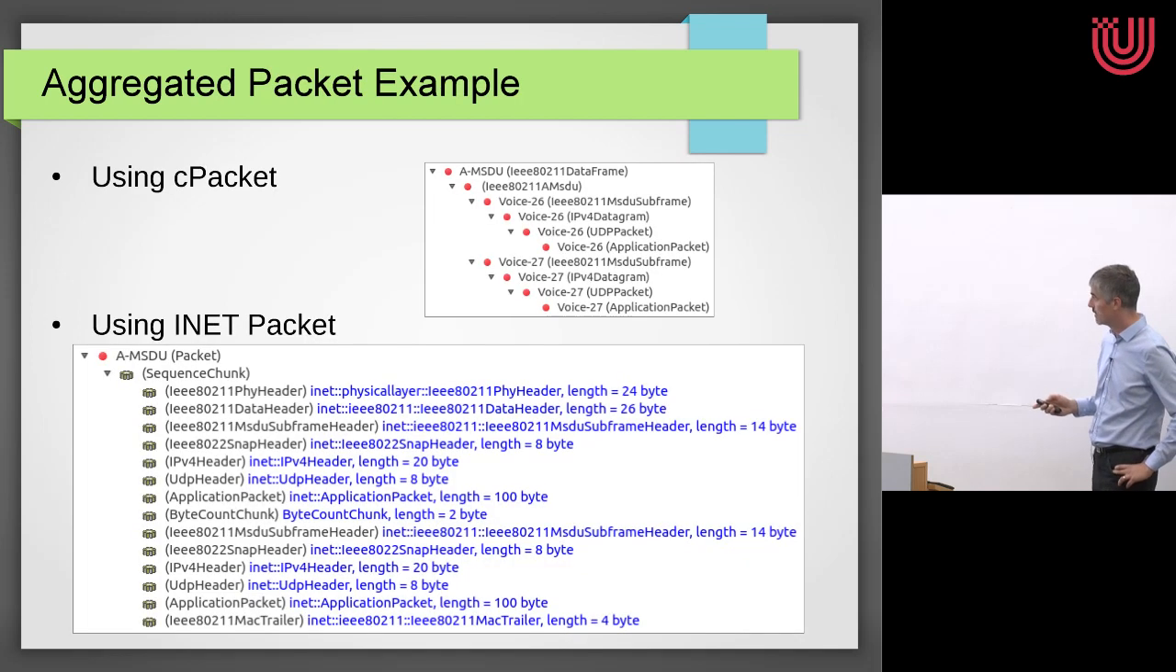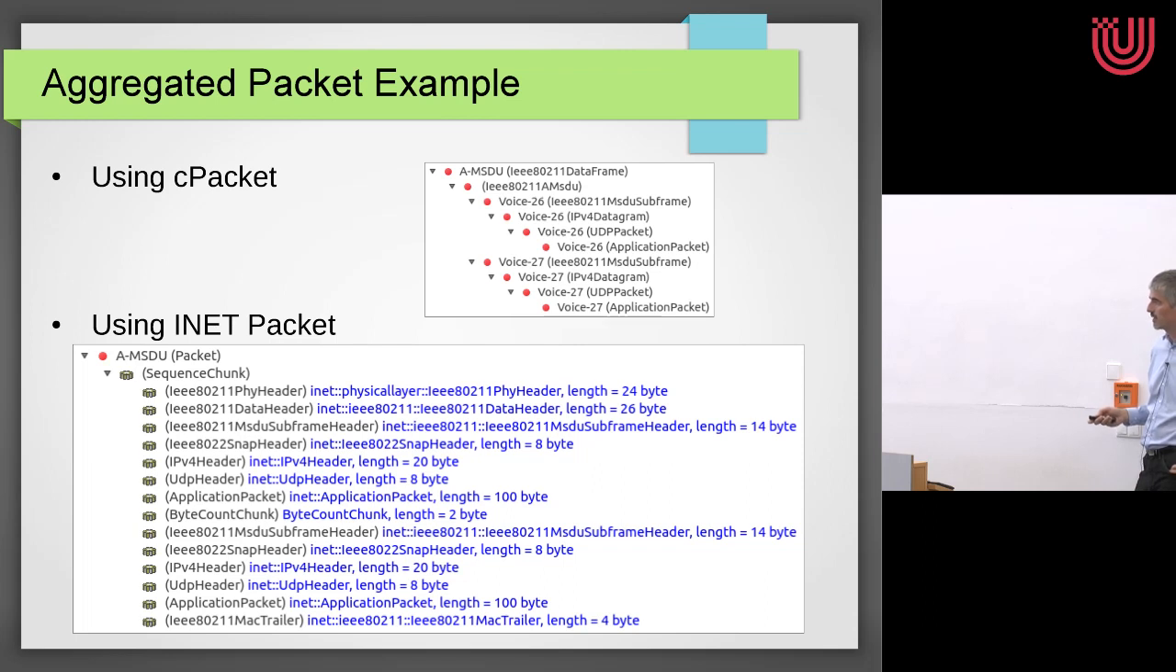And if we look at the actual runtime, this is what you would see right now. You have this A-MSDU, this is 802.11, which contains another 802.11 packet, which contains another 802.11 packet. So it's kind of weird again. And in the new INET version, you have the physical header and data header. That's the usual stuff. And then comes the MSDU here. It starts here and ends here.